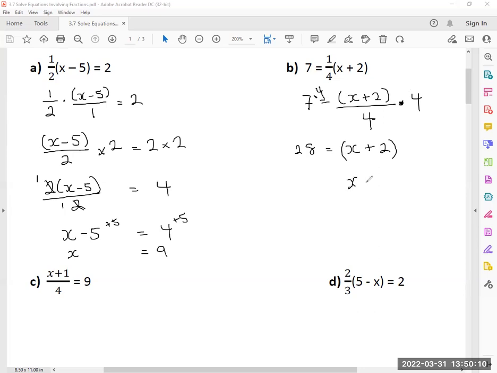And then again, at the end of the day, that's a +2, so -2 on both sides. This becomes 26. That's it.